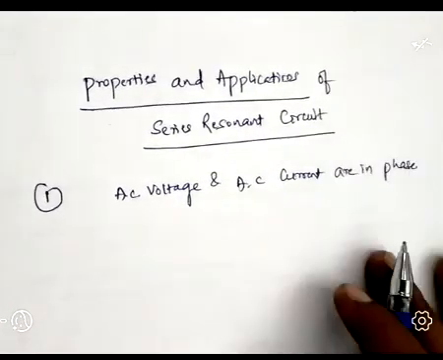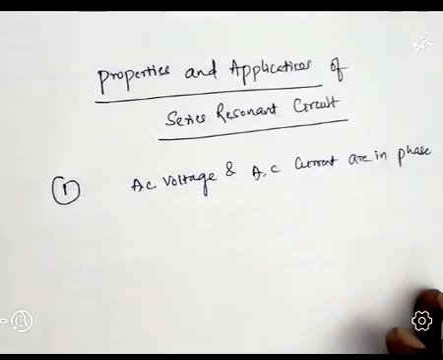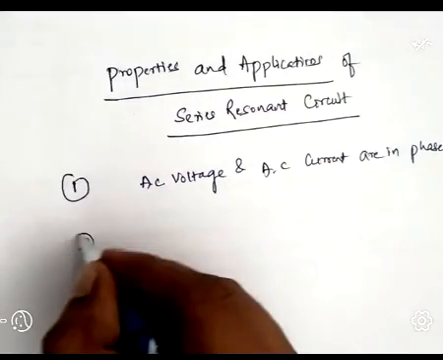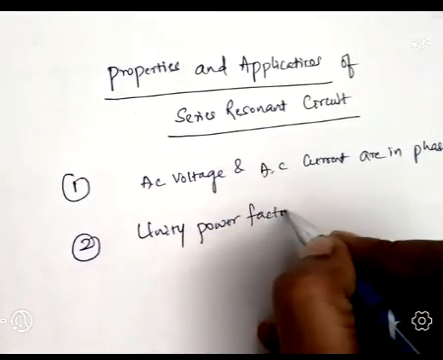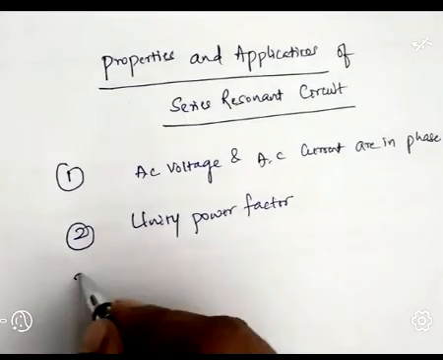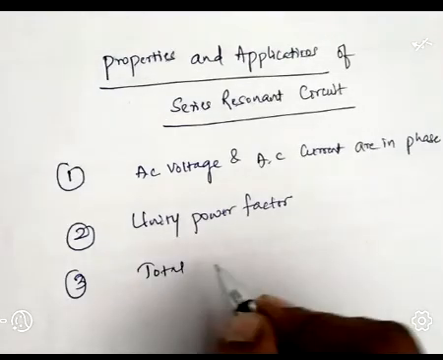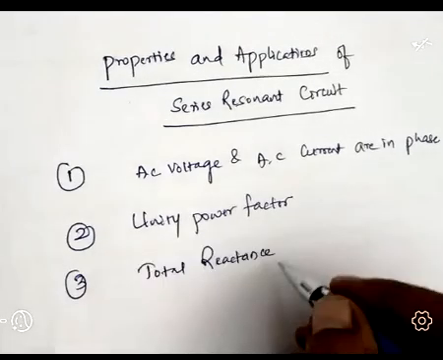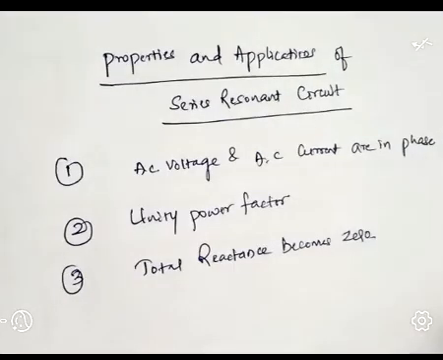Second point, under resonance, the series resonant circuit shows unity power factor condition. Second point is unity power factor. Third point, under resonance, the total reactance of the circuit becomes 0. That is omega naught L minus 1 divided by omega naught C is equal to 0. That is total reactance becomes 0. So we can say that the impedance of this circuit becomes purely resistive.